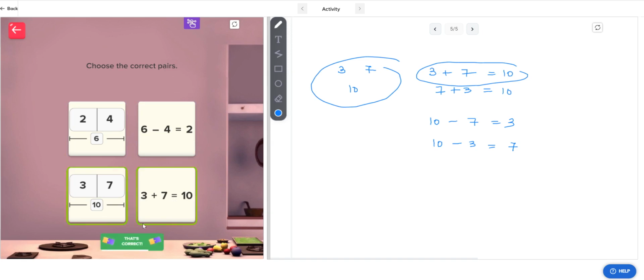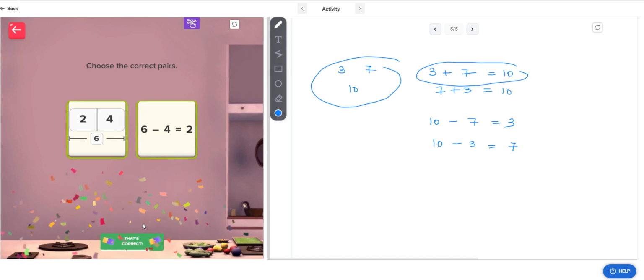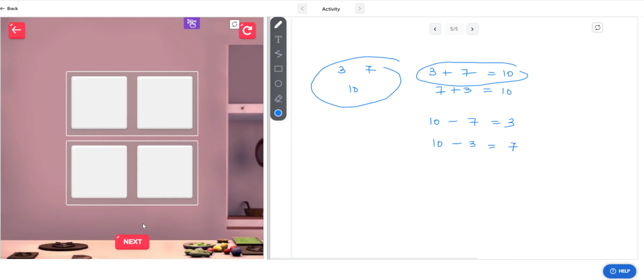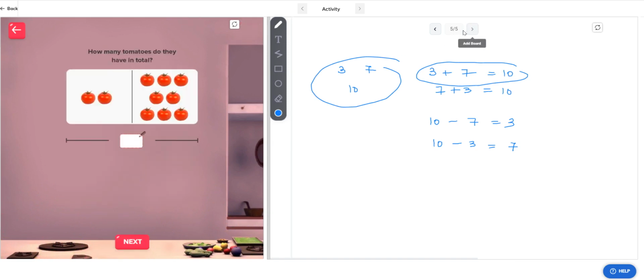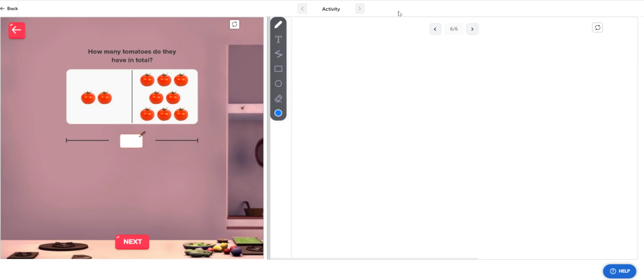See, you can either select these two first and that two first, or the other way around. The simple fact is that they are correct. Let's try this one. It says, how many tomatoes do we have in total? Let's add the numbers because first we have to figure out our members, correct? So there are 8 tomatoes in one picture and 2 tomatoes in another picture. So my addition fact will be 8 plus 2 or 2 plus 8 is equal to 10, right?